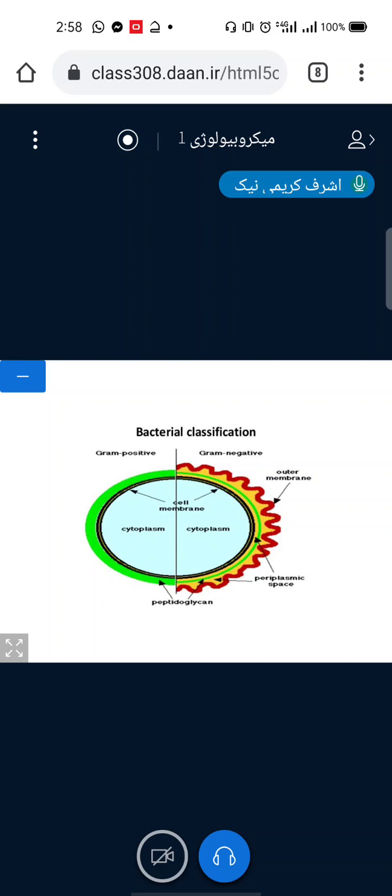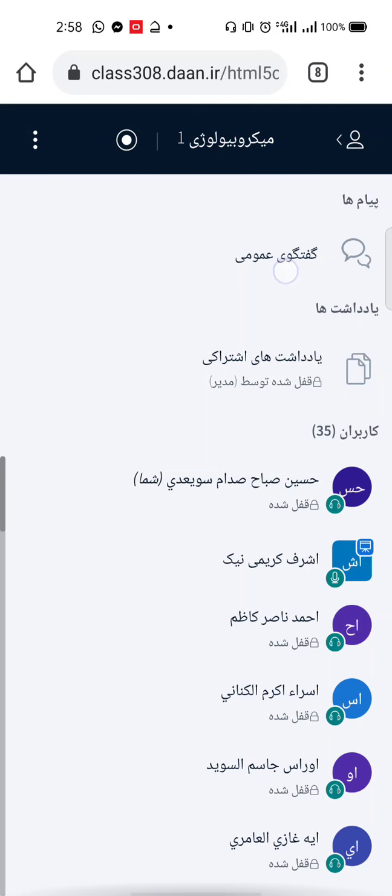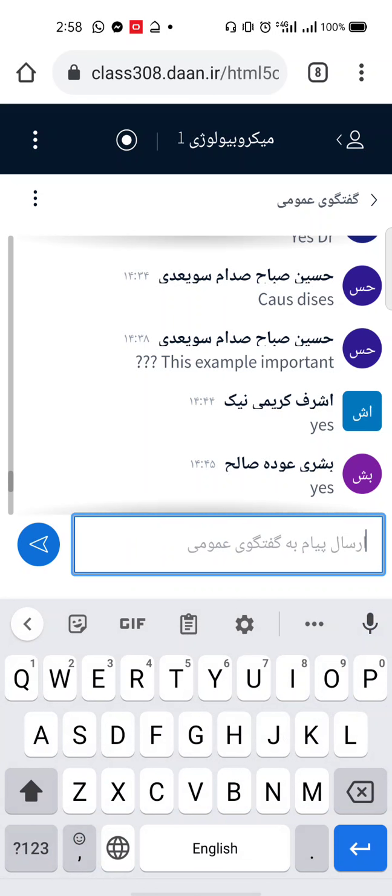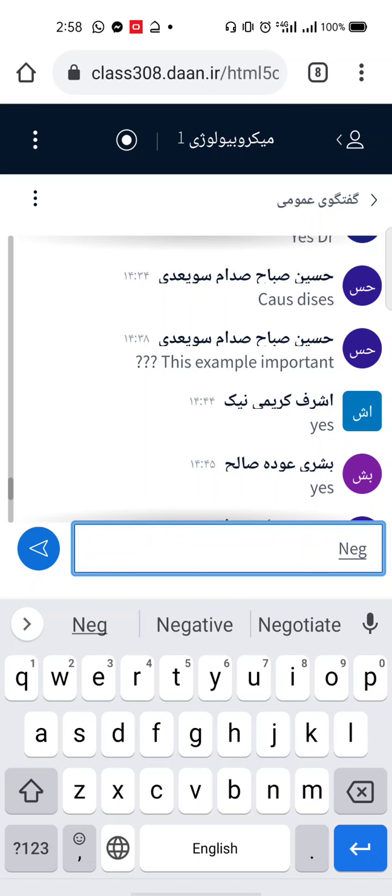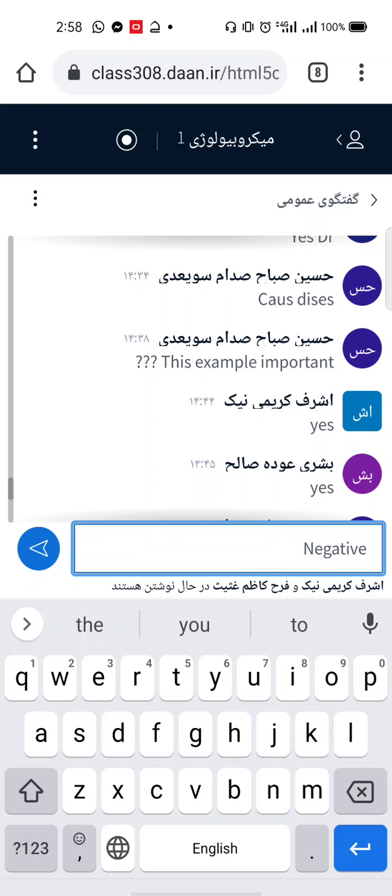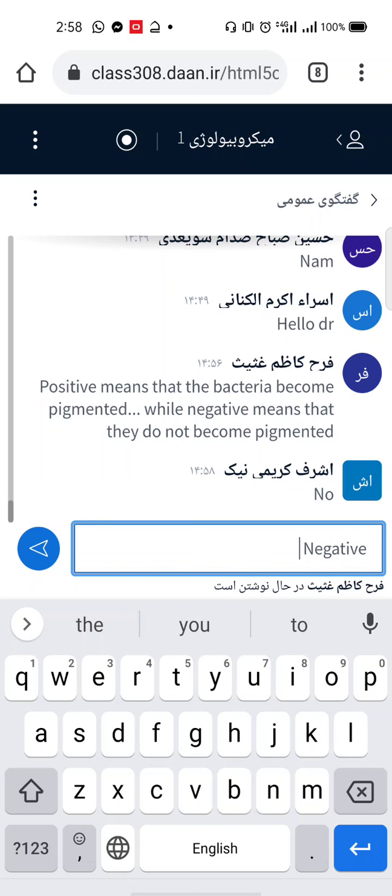You ask me, does positive mean the bacteria become pigmented? No, not at all. The positive or negative meaning is not related to pigmentation. Be patient, I will explain it.